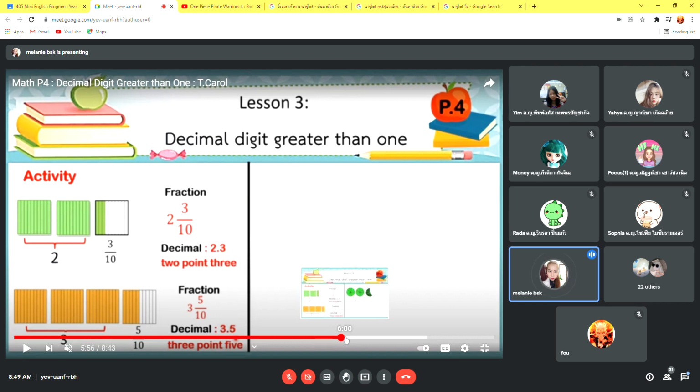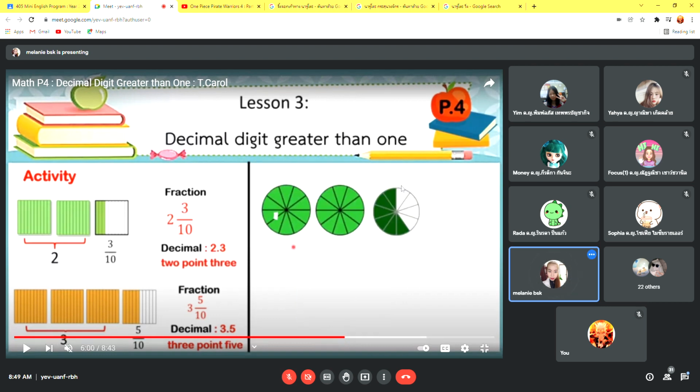There you go. So we have here 3 circles. The 3 circles were divided into how many parts? 1, 2, 3, 4, 5, 6, 7, 8, 9, 10. 10 equal parts. Okay, 2 circles were shaded whole. And the other circle, the third circle, how many shaded parts are there? 1, 2, 3, 4, 5, 6. So there are 6 shaded parts for the third circle.